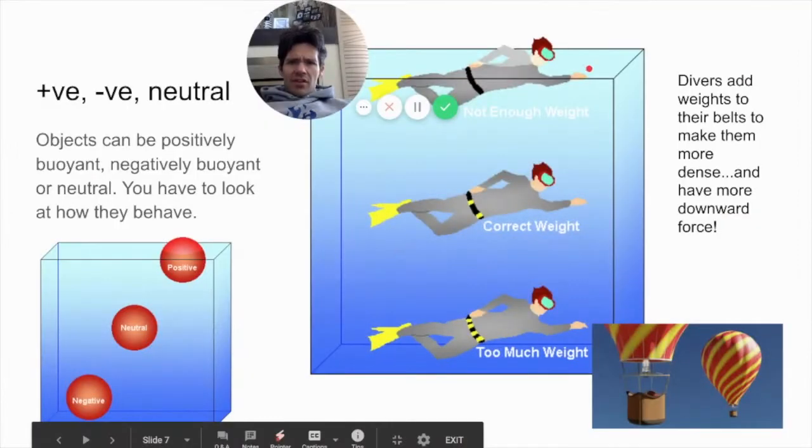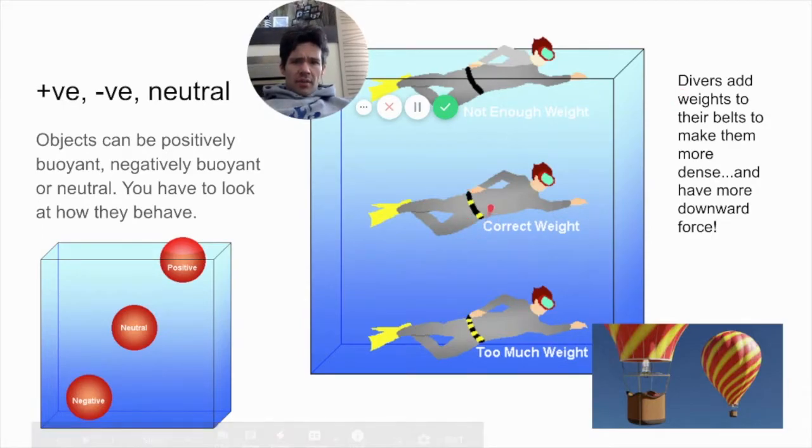Divers take advantage of this principle. If you've ever looked at divers, they wear these belts on them. And the belts are designed to make the diver more dense. They need more force downwards because they don't want to sit on the surface of the water like a swimmer, because most humans are neutrally buoyant or positively buoyant, so we float, and that's not good. We want to be somewhere neutral if we're scuba diving.